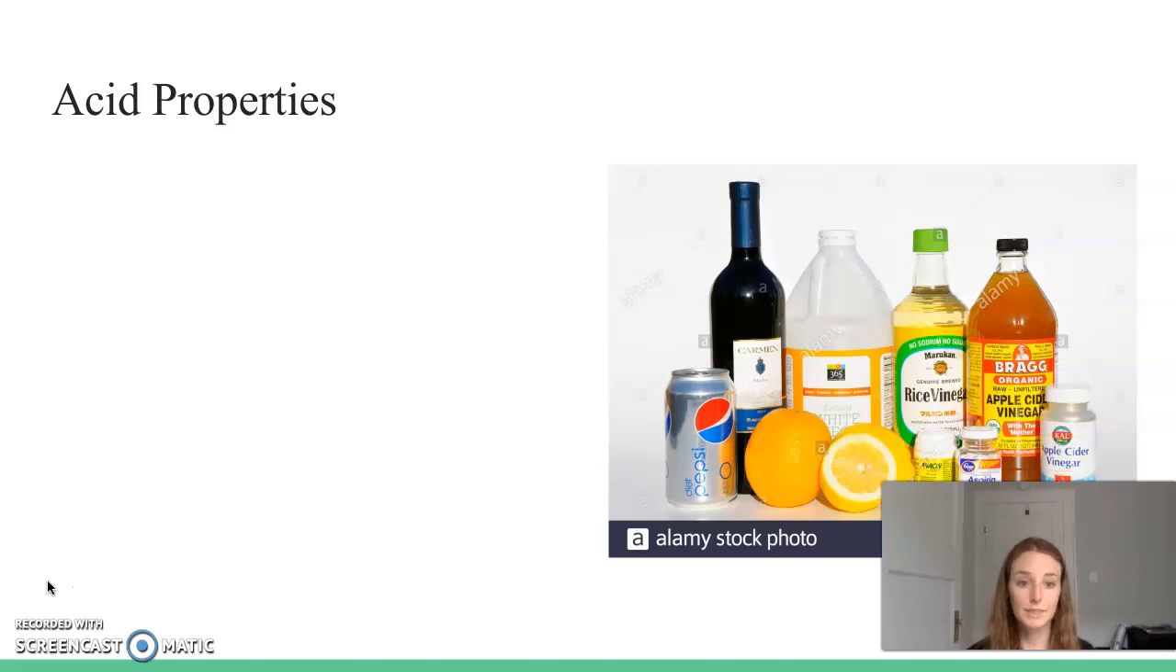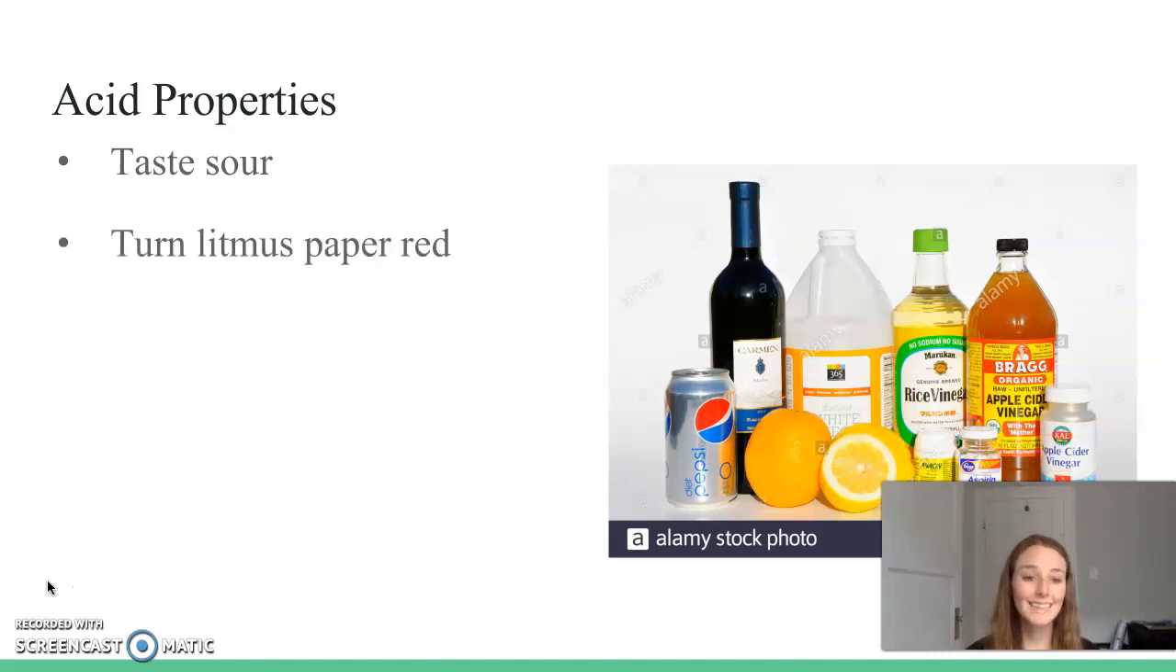So the acid properties we're going to talk about today are acids taste sour. You might already know this. They will turn litmus paper red. Litmus paper, your teacher will be showing you in class, but is this paper that if it's an acid, it will turn red if you put a little sample on it, or if you dip the litmus paper in a base, it will turn blue, which we'll talk about in a second.